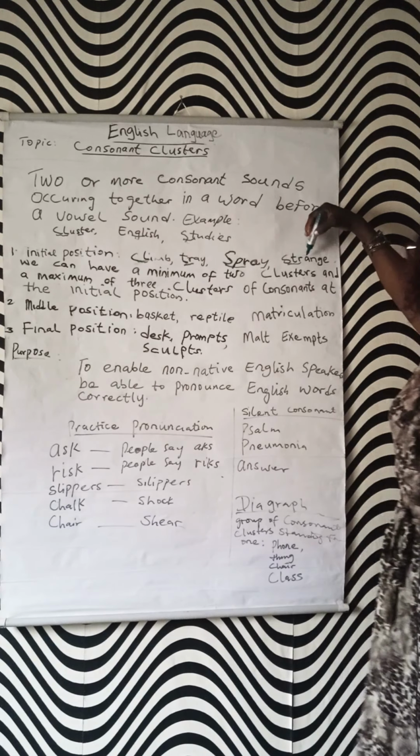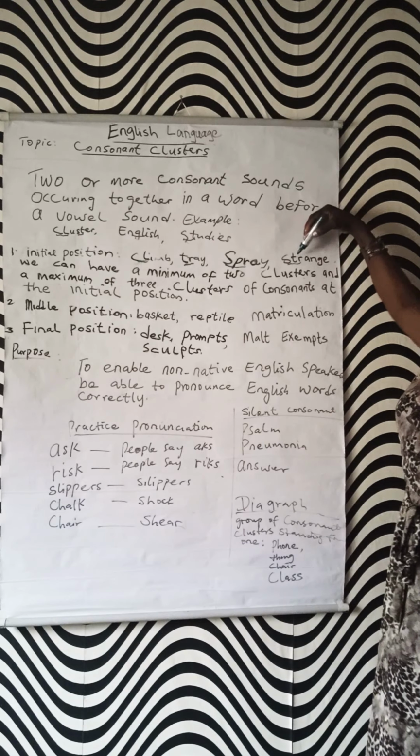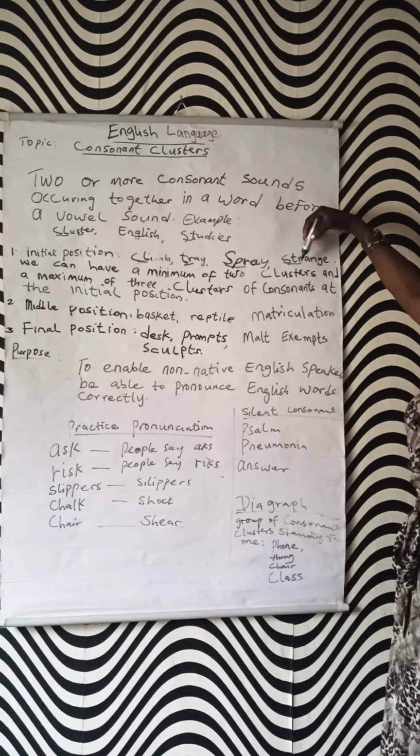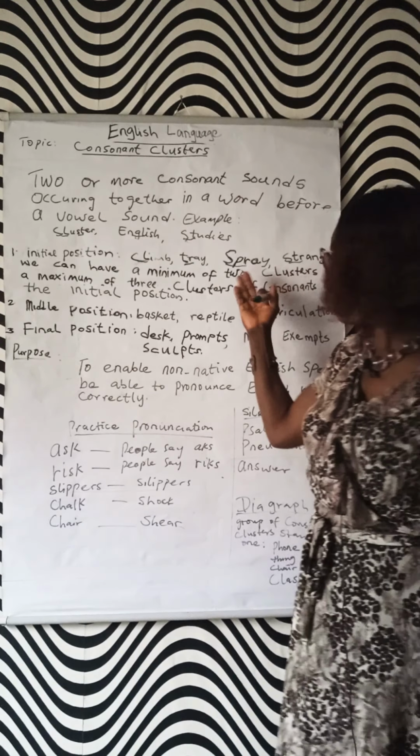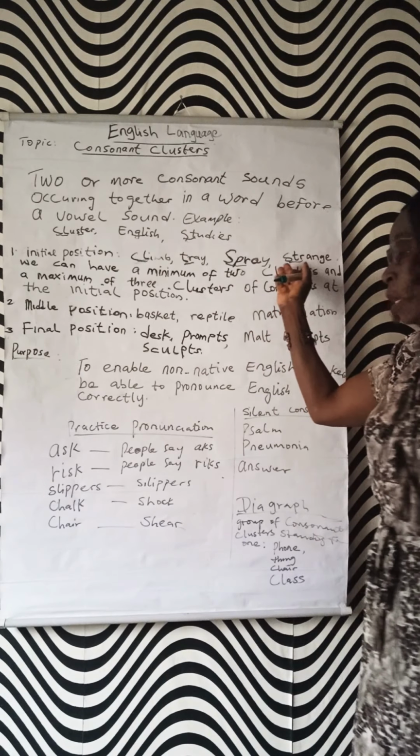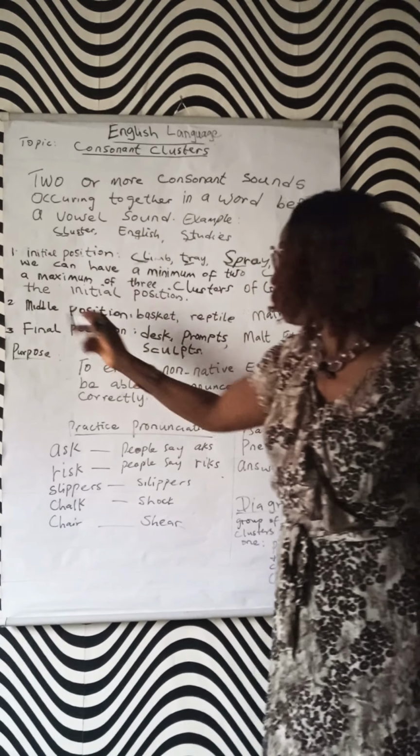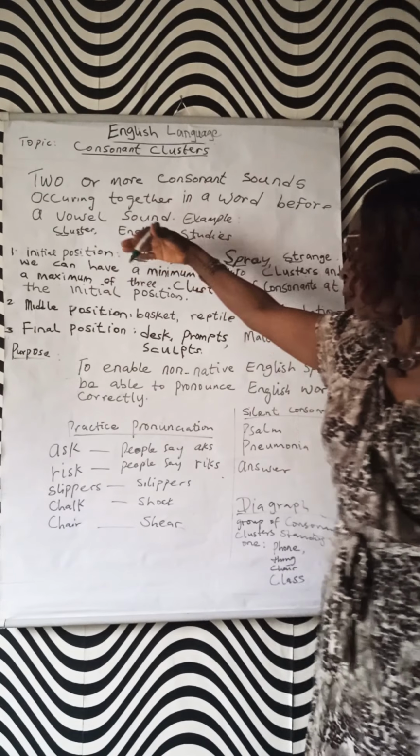And in the word strange, we have str. Str. That's three consonants clustering in a word. So far for initial position.